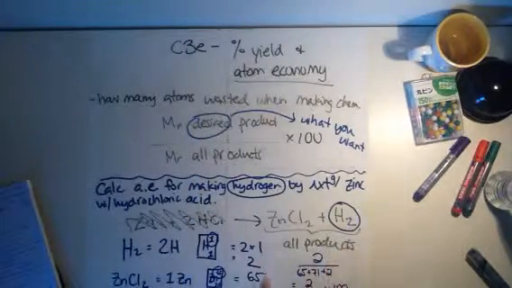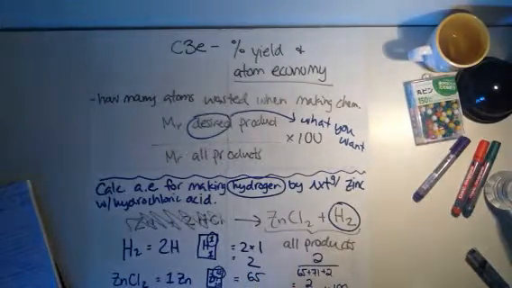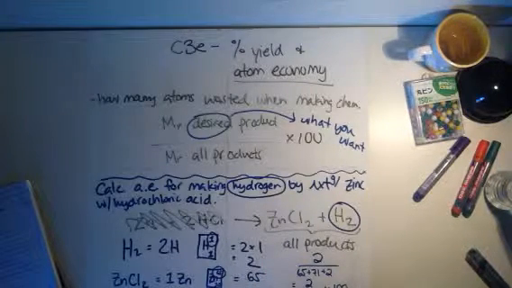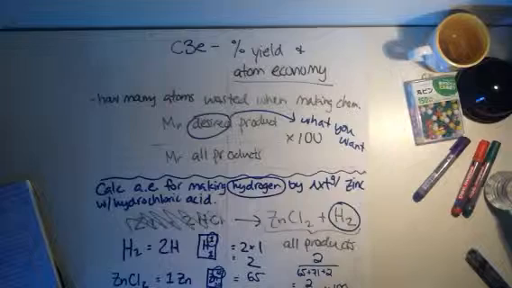You're ready to plug it in. Desired is 2, because that's hydrogen. All the products is both of these together. So 65 plus 71 plus 2, you times it by 100, and you get 1.45%. I'm going to stop that there. I'll just do another video for another example for atom economy, and then we'll move on to C3F.